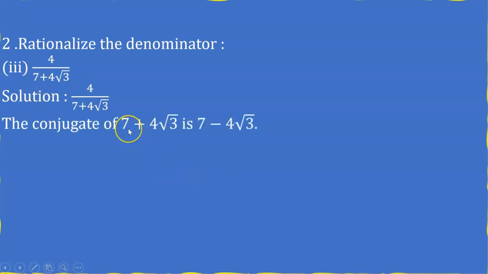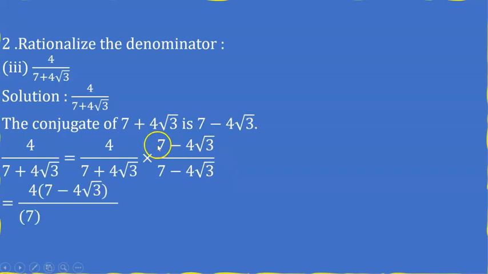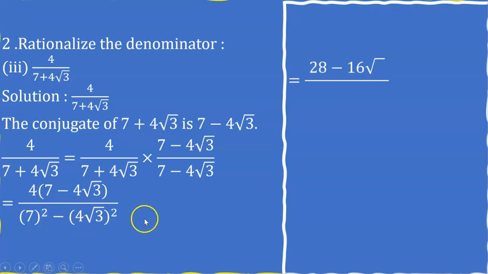The conjugate of 7 plus 4 root 3 is 7 minus 4 root 3. Now again multiply the numerator and the denominator by 7 minus 4 root 3. Then here you will get 4 in bracket 7 minus 4 root 3 and in the denominator 7 plus 4 root 3 into 7 minus 4 root 3, that is 7 square minus 4 root 3 bracket square. Next multiplication, 7 into 4 you will get here 28. 4 into 4, 16 root 3.